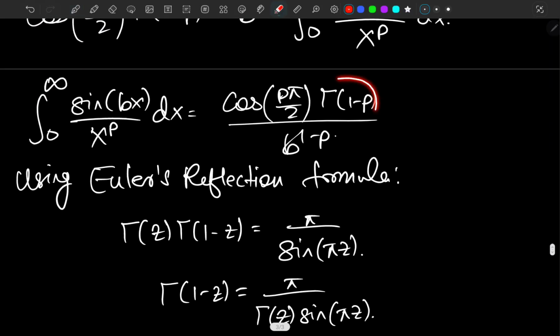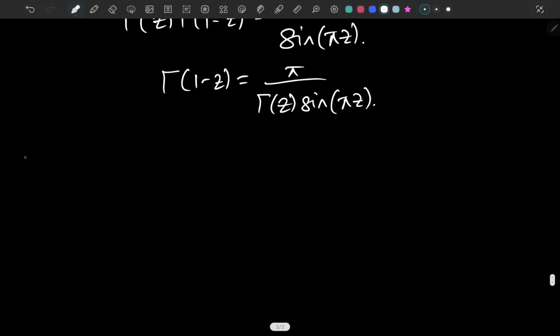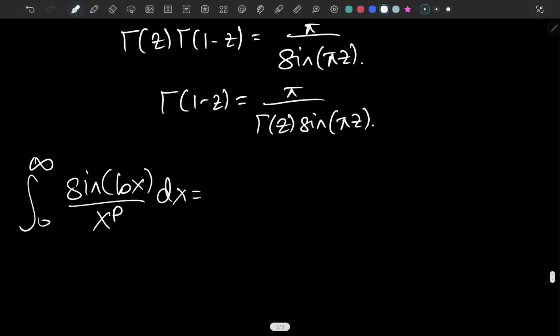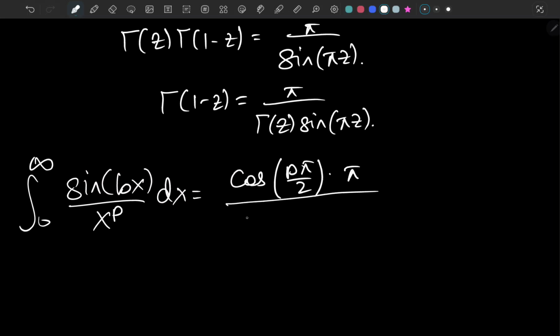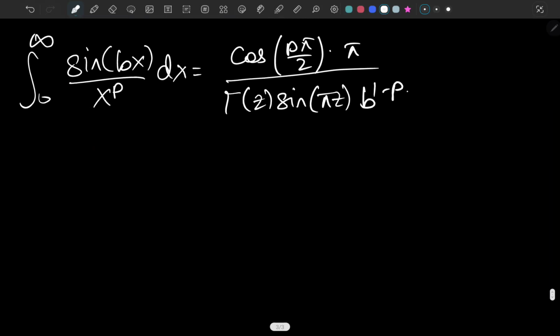So here we are having gamma of 1 minus p, so that can also be written as pi over the integral from 0 to infinity of sine of bx over x to the p dx, which is coming out to be cosine of p pi over 2, and times we can write that as pi over gamma of z sine of pi z, and we had b to the 1 minus p as well.